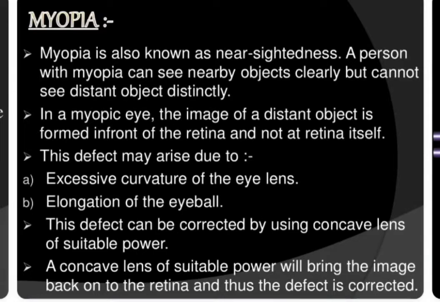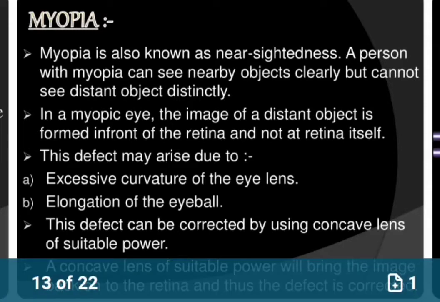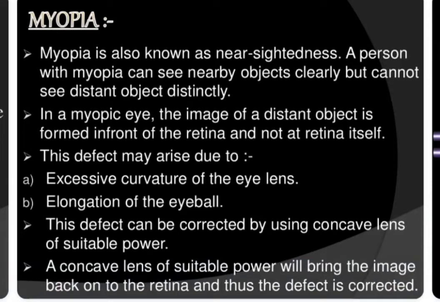So by definition, a person with myopia can see nearby objects clearly but cannot see a distant object distinctly. The problem is that students think short sightedness means who cannot see near distance. Basically sight, S-I-G-H-T, means vision. So short sightedness means he or she can see nearer objects but can't see distant objects. Students, make these things very clear in your head from the beginning of the chapter.